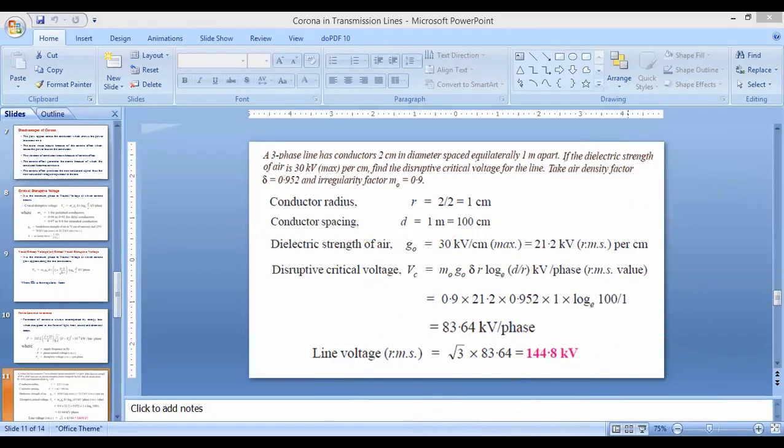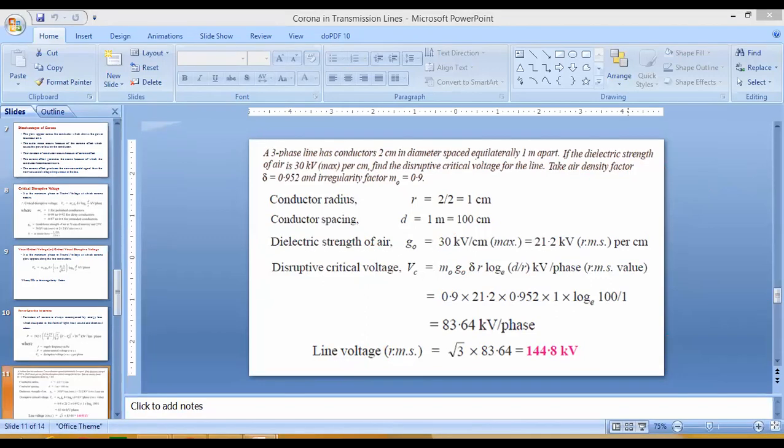Here they are given the conductor diameter, but we require the radius. The diameter is 2 centimeter, so the radius is half of 2, that is 1 centimeter. The spacing is 1 meter apart, and both the radius and the spacing are converted into centimeter, so 1 meter is 10 square centimeter.